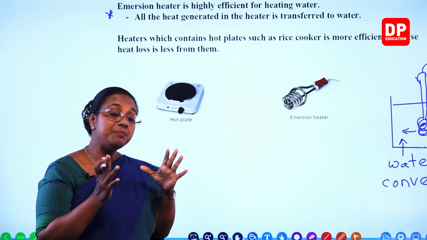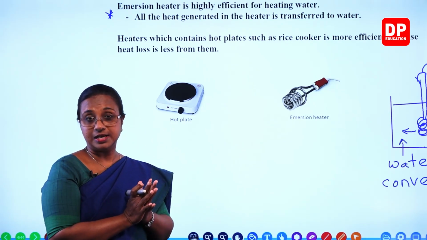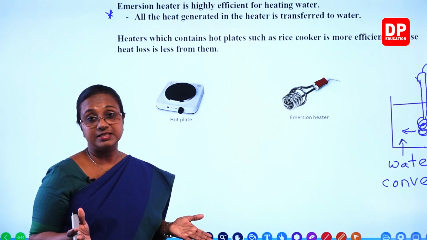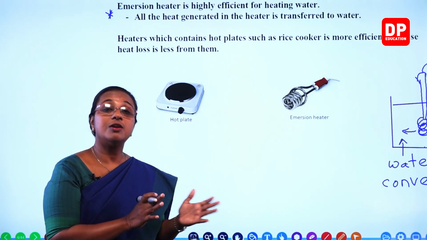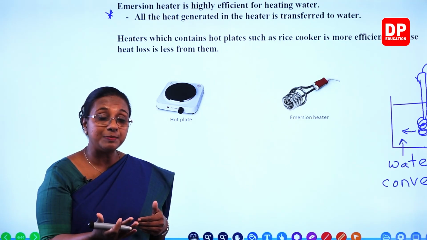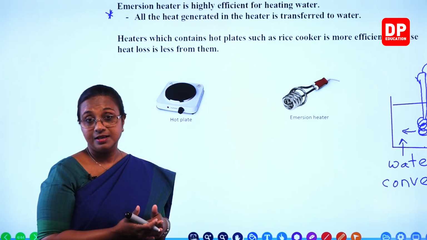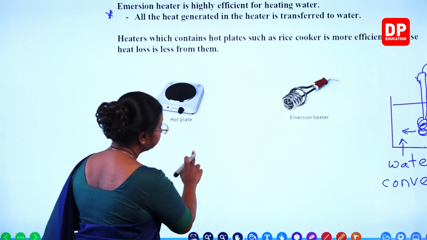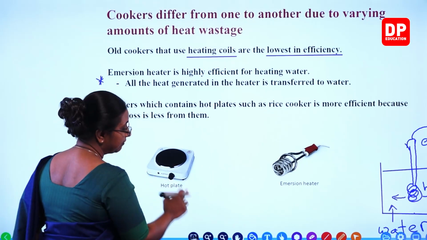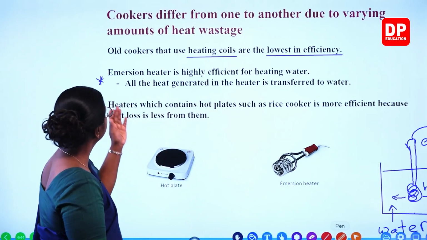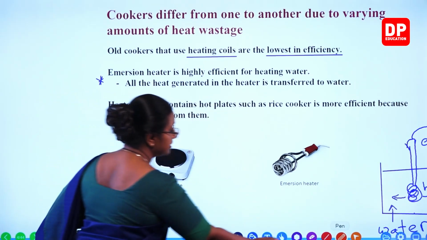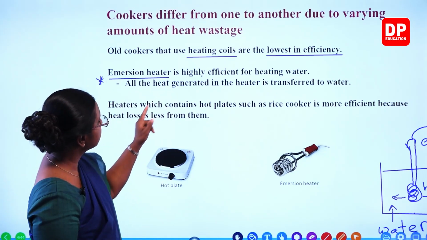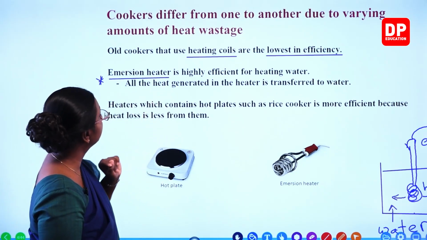But depending on the structure of the appliance, if you can prevent loss of heat, then you can prevent loss of energy or make the appliance more electric energy efficient. So like we discussed, if you look at different ways that could be used to heat water, now immersion heaters are more useful. Immersion heater is highly efficient for heating water.